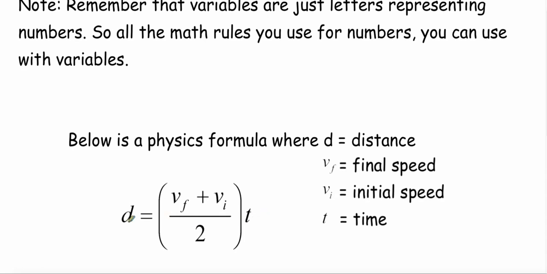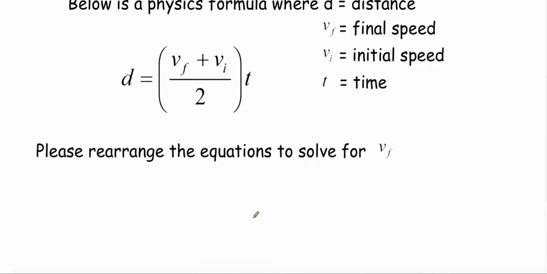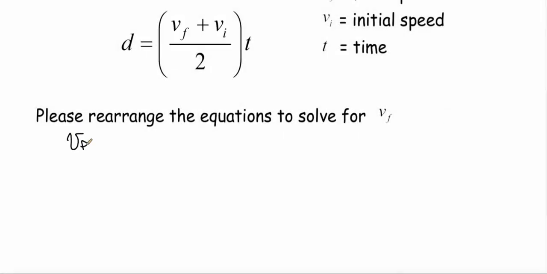Now, this one here we have distance is equal to my final velocity plus my initial velocity, all divided by 2, multiplied by my time. And in this case, it wants us to solve for my final velocity. So we're going to isolate for final velocity here. So let's take a look here. We're going to look at final velocity. Now, what is the first thing I'm doing to it?